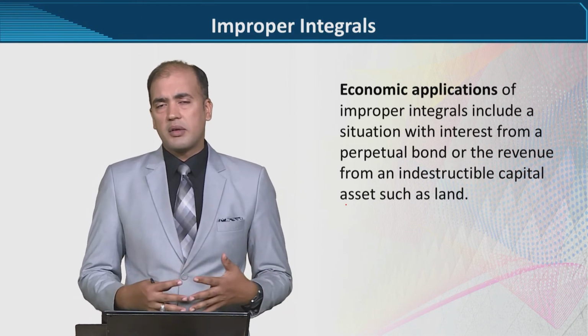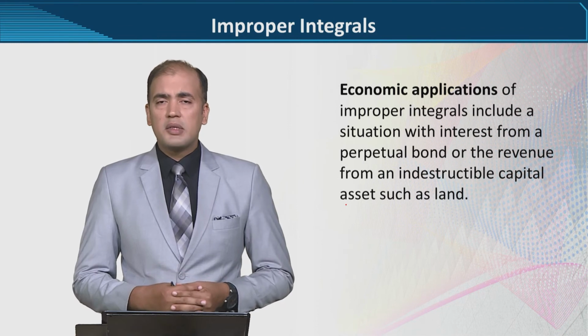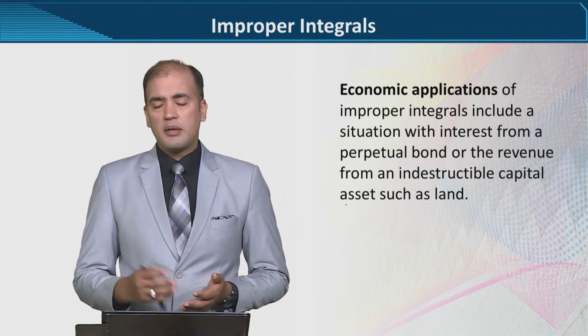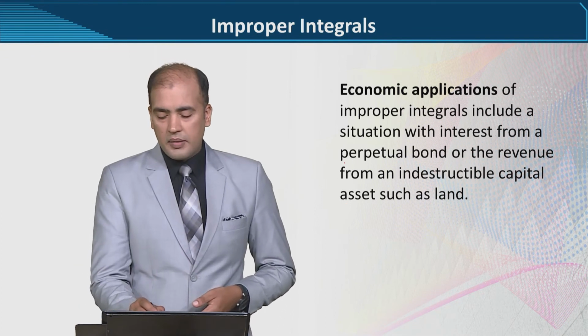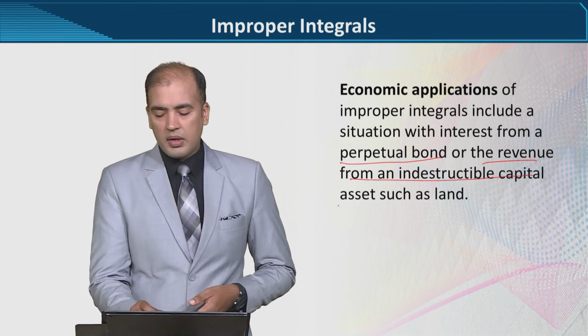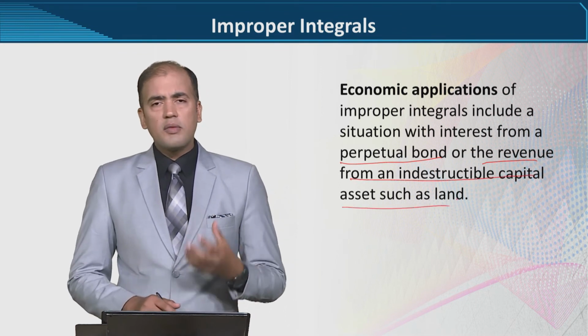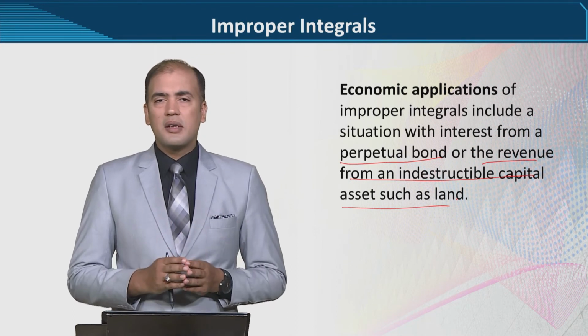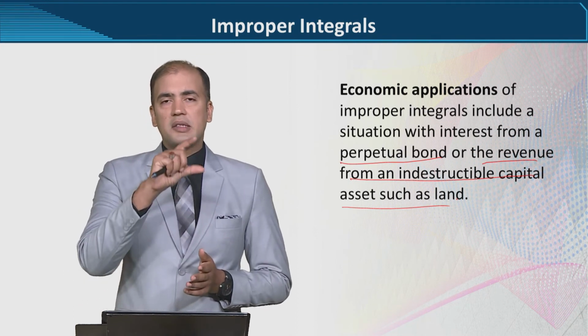Now the economic examples do exist, and we try to make sense of them. Examples of them are a perpetual bond or revenue from an indestructible capital asset. Both of these have this thing in common: their end is not defined, their end is undefined.